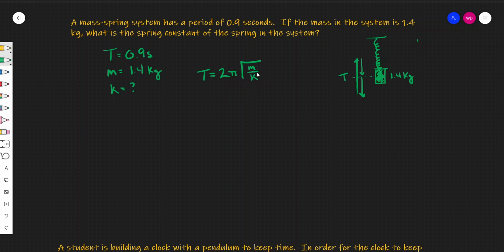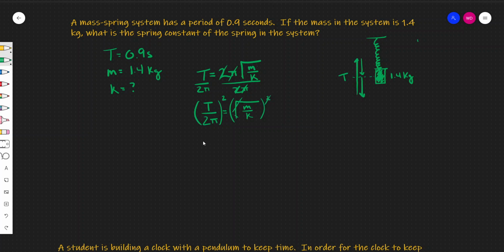That's my unknown. So the very first algebra step I'm going to do is divide both sides by 2 pi. Okay, so that's gone. Now I have T over 2 pi is equal to the square root of m over k. So how do I get rid of a square root? In order to cancel out this square root, the opposite operation is to square. So I need to square both sides. Squaring this gets rid of that.